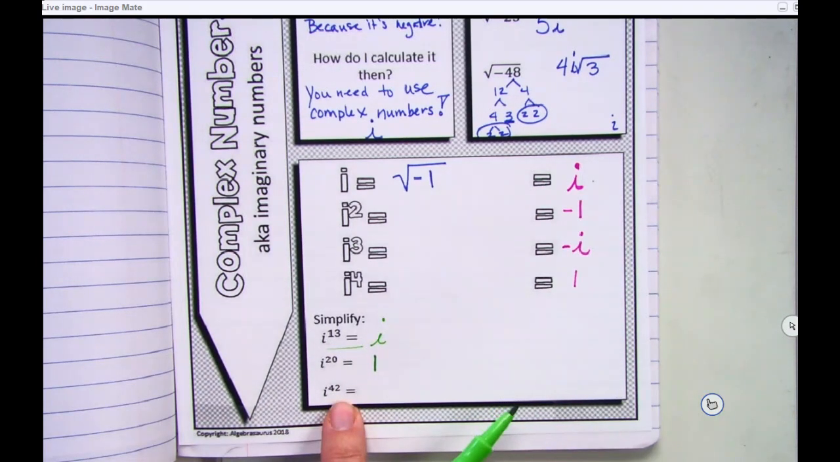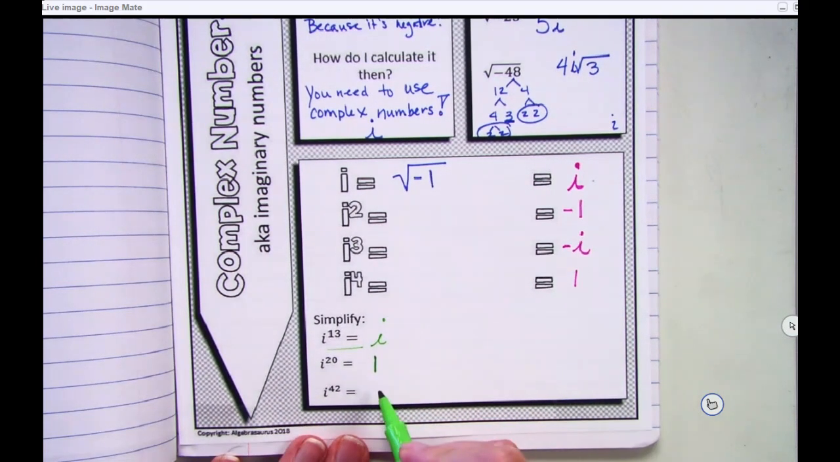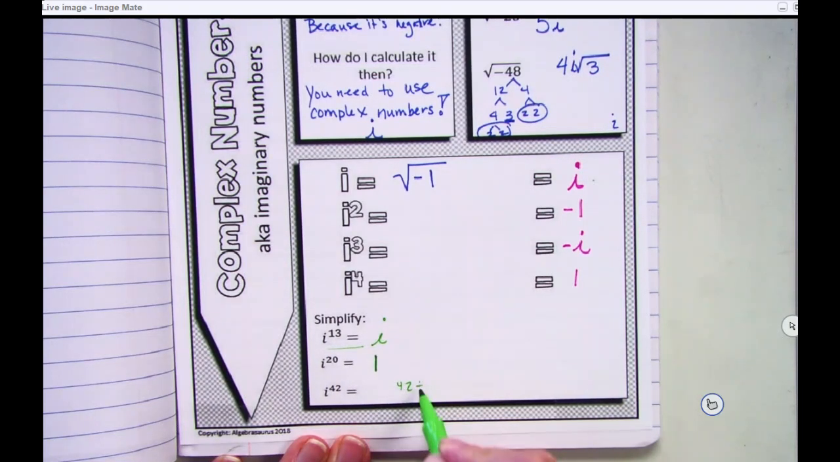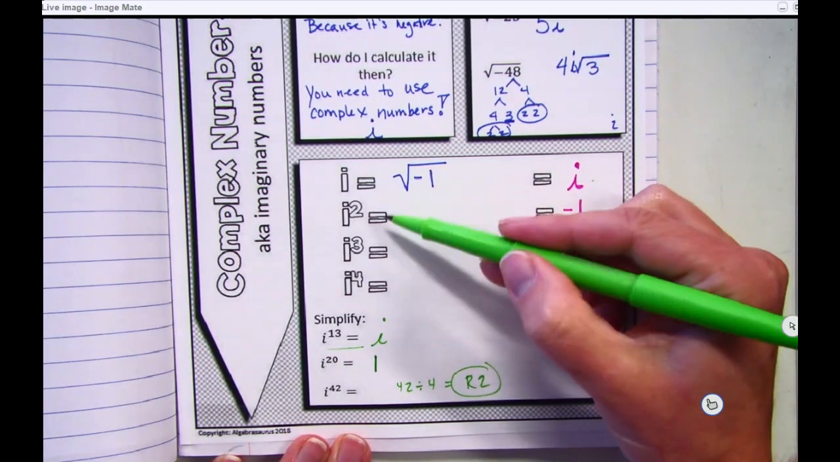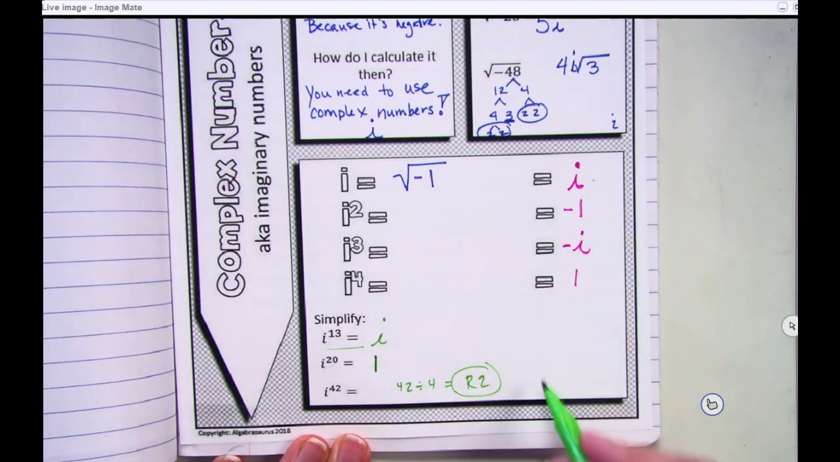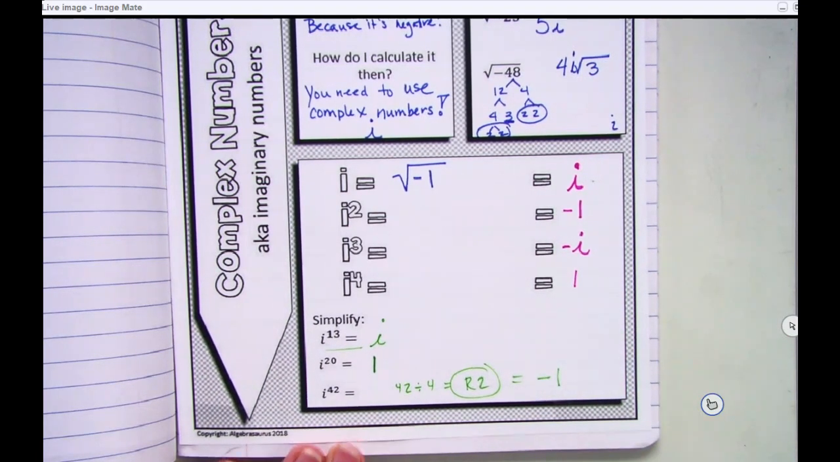All right. Divide 42 by 4. It's got a remainder of 2. Good. That's what I want to know. It's got a remainder of 2. So that means 1, 2. That equals -1. Could you count to 42 and get the exact same answer? Absolutely. Some of you will choose to do that, and that's okay.